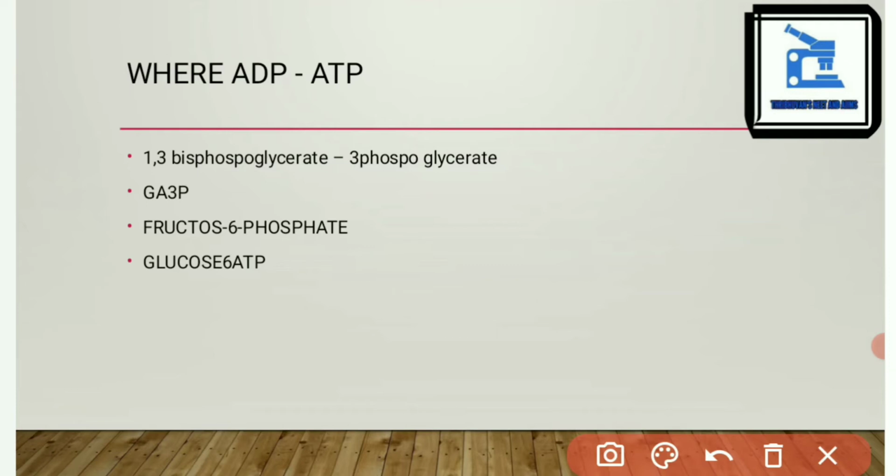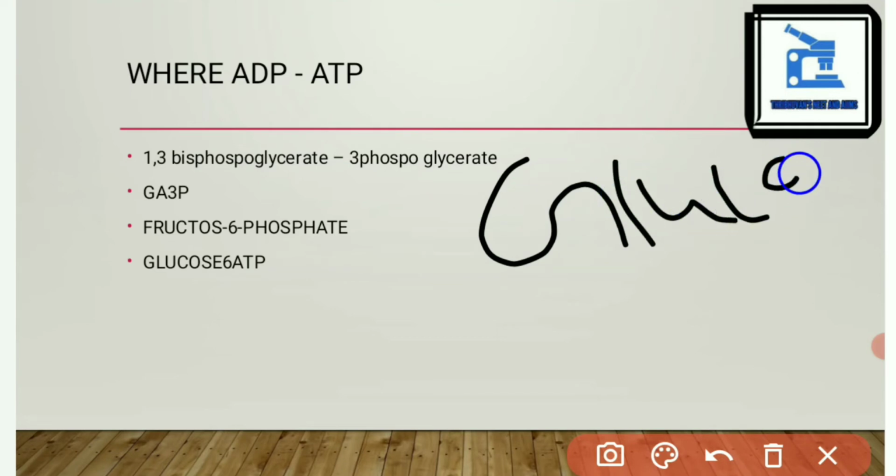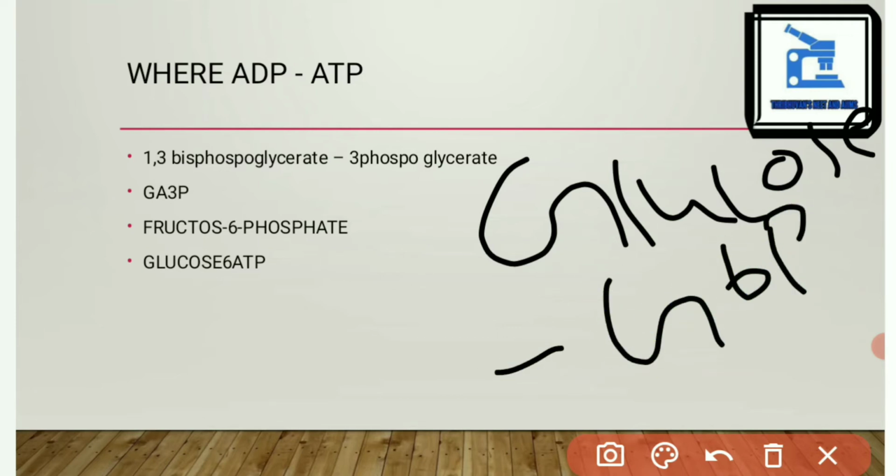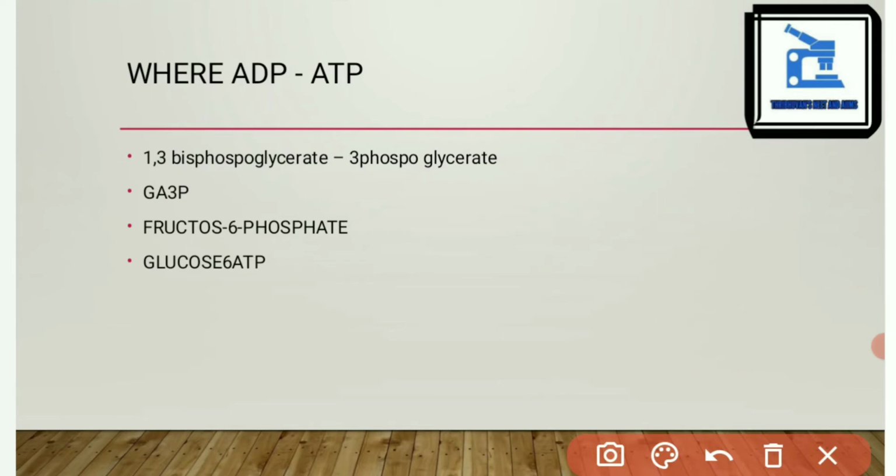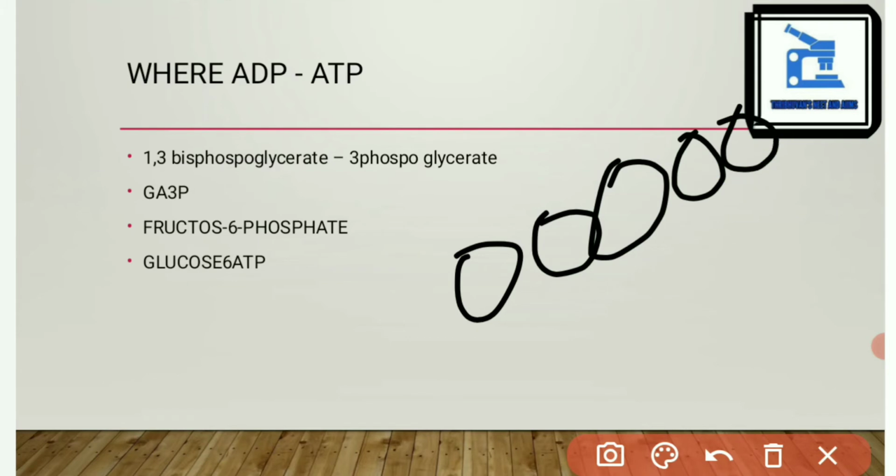glucose to glucose 6-phosphate. Because the glucose structure has 6 carbon atoms, glucose 6-phosphate means it has a phosphate group on the 6th carbon.